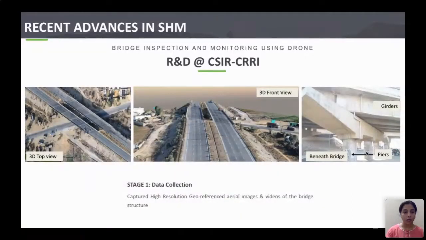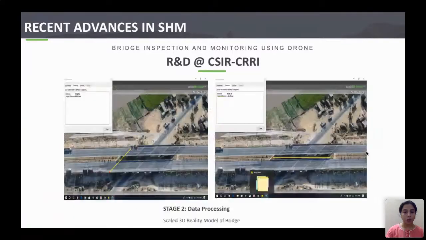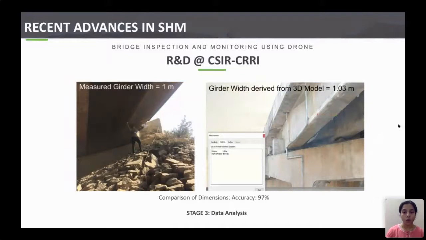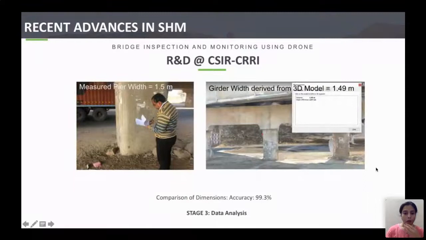First, we collected the data using the drone; we took high resolution geo-referenced aerial pictures. Then we processed them in 3D software, and 3D models were generated, and we compared the actual measurements with the measurements which we got from the model. So this is actually the model, and here we are measuring the actual measurements of the bridge. We got an accuracy of 97%.